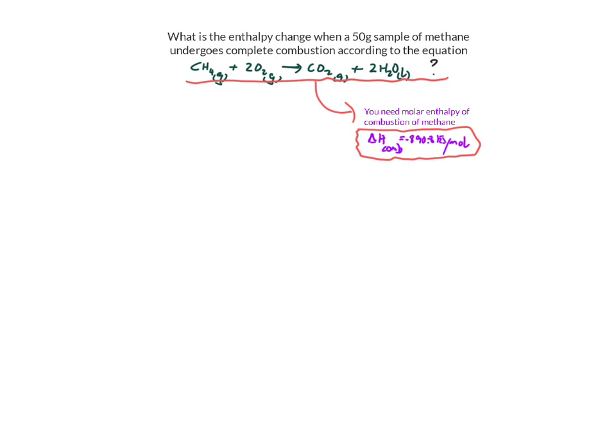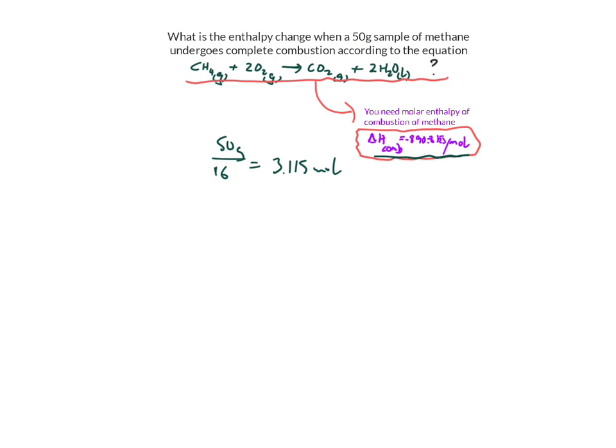So the first thing that we're going to do is determine the amount of methane by using mass and molar mass. So we're going to figure out how many moles we've got. So if we look at that here, we're going to put 50 over the molar mass of methane, which is 16.05. And we're going to figure out that we actually have 3.115 moles.